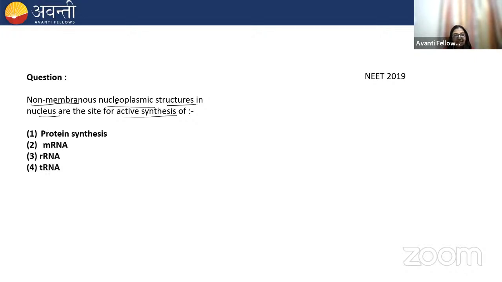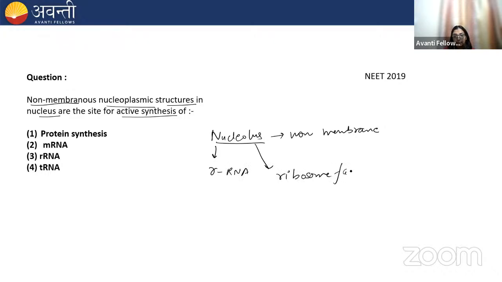So the non-membranous nucleoplasmic structure, that means they are talking about the nucleolus. The nucleolus is non-membranous, because of which the content of the nucleolus is continuous with the nucleoplasm. And the nucleolus is the site for rRNA synthesis. It is also known as a ribosome factory. So the correct option is option number 3, which is rRNA.